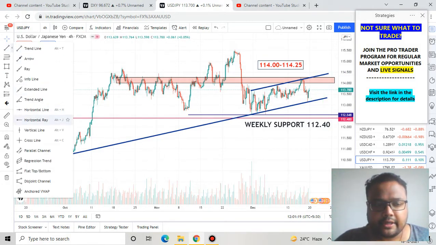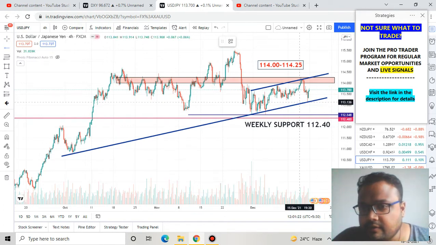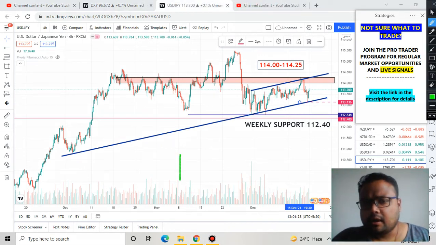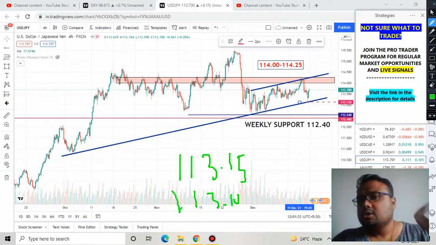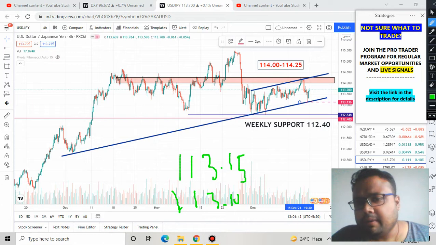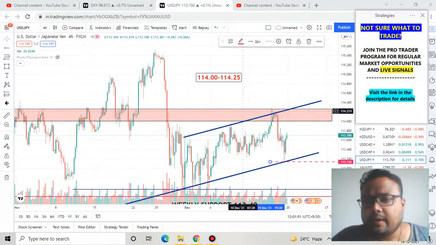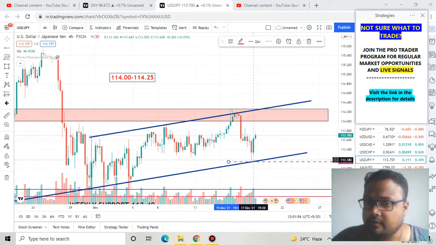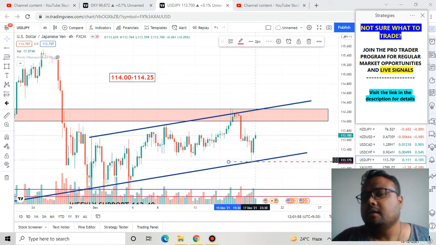The second trading opportunity is this particular level of 113.15 to 113.10. So in case the market comes down, then don't think that the market is about to go for a free fall, because we have an immediate support available in the form of 113.15 to 113.10 at this particular level. Why? Because you can see when there was a sharp fall in the market, this level provided support to the market. So there is a good possibility of the market bouncing from here.